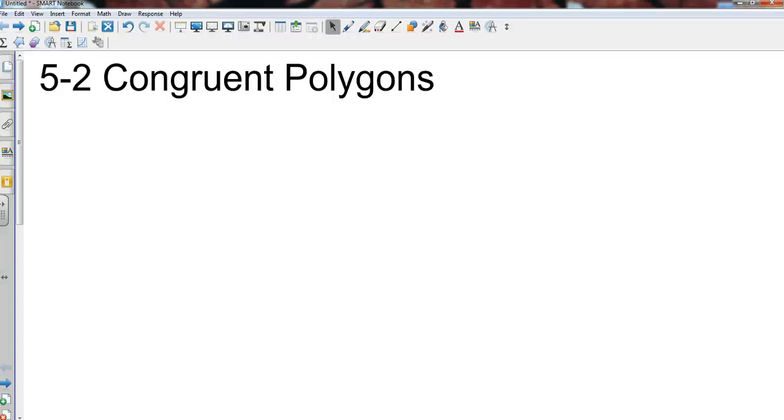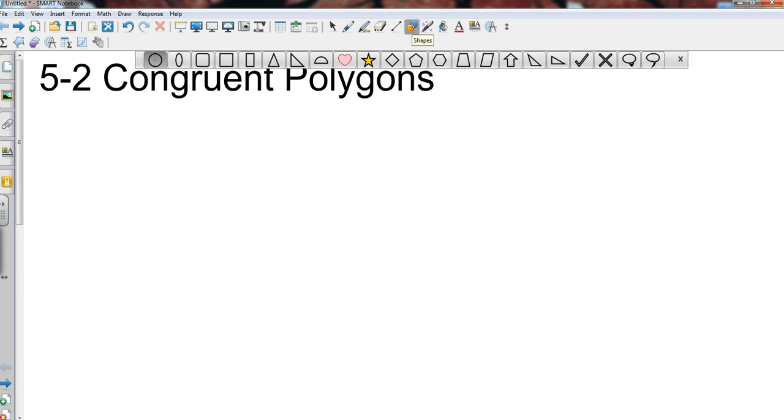All right, geometry. We're looking at chapter 5, section 2. This is going to be congruent polygons, anything from triangles and above. And one thing we need to understand about having congruency is that we need all of the corresponding parts to be congruent. That includes angles and sides. So what am I talking about, corresponding parts?